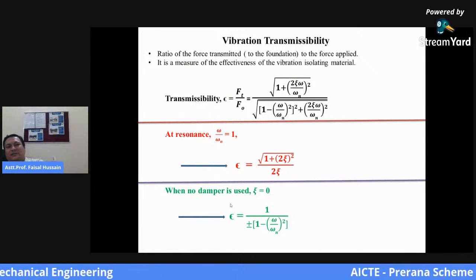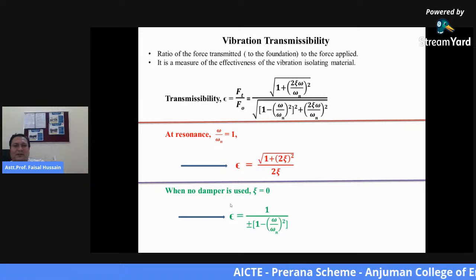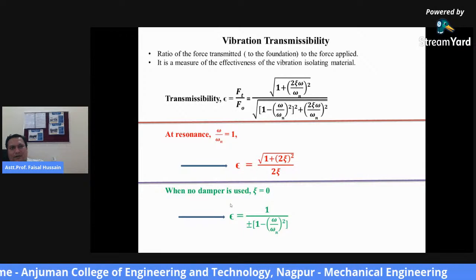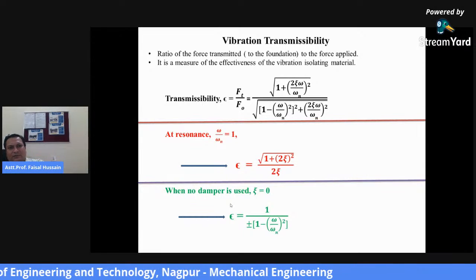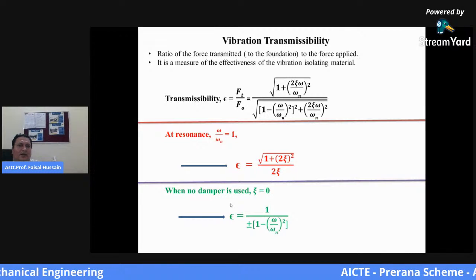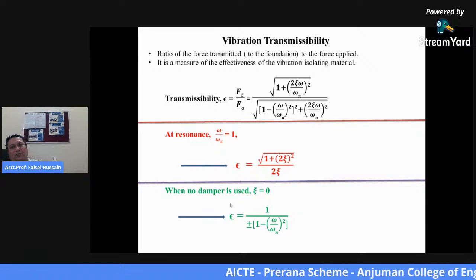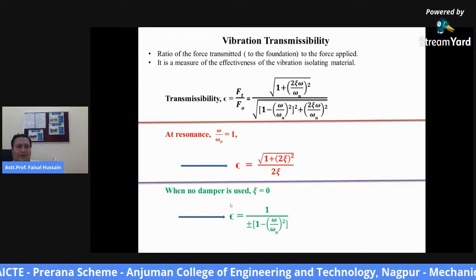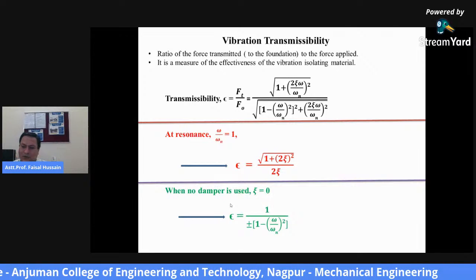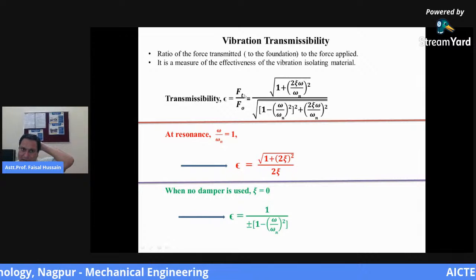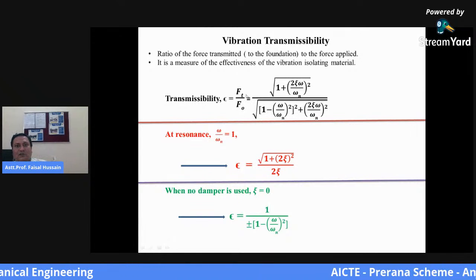Now, vibration transmissibility. As we have seen in vibration isolation, when the structure or equipment is in operating condition, forces will be transmitted. The ratio of the force transmitted to the foundation with respect to the force applied is known as the vibration transmissibility. It is the ratio of Ft by F0. Here you can see the expression. Ft is the force transmitted to the foundation, and F0 is the force applied.